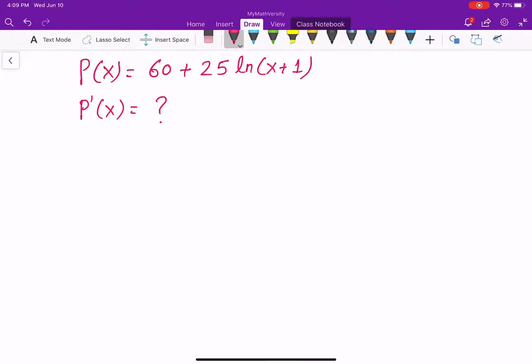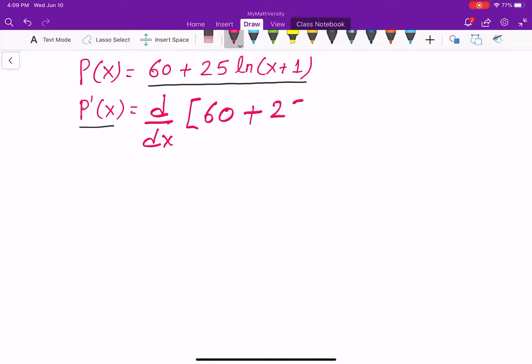So let's assume we are given a function, which is 60 plus 25 times ln of x plus 1, and our goal is to find the derivative of that with respect to x. Okay, so let's try to find the derivative of this. So how can we find it? Let's differentiate 60 plus 25 times ln of x plus 1 with respect to x.